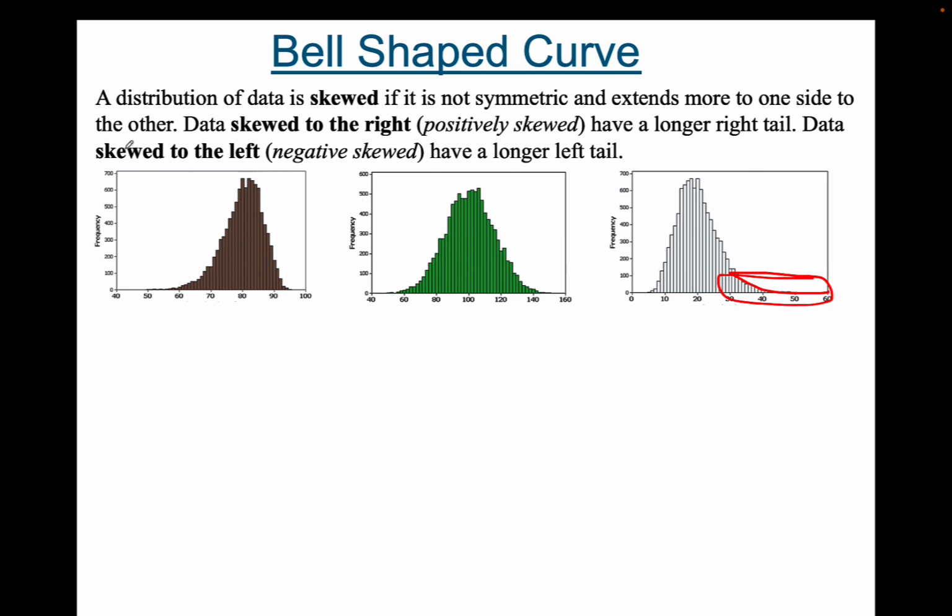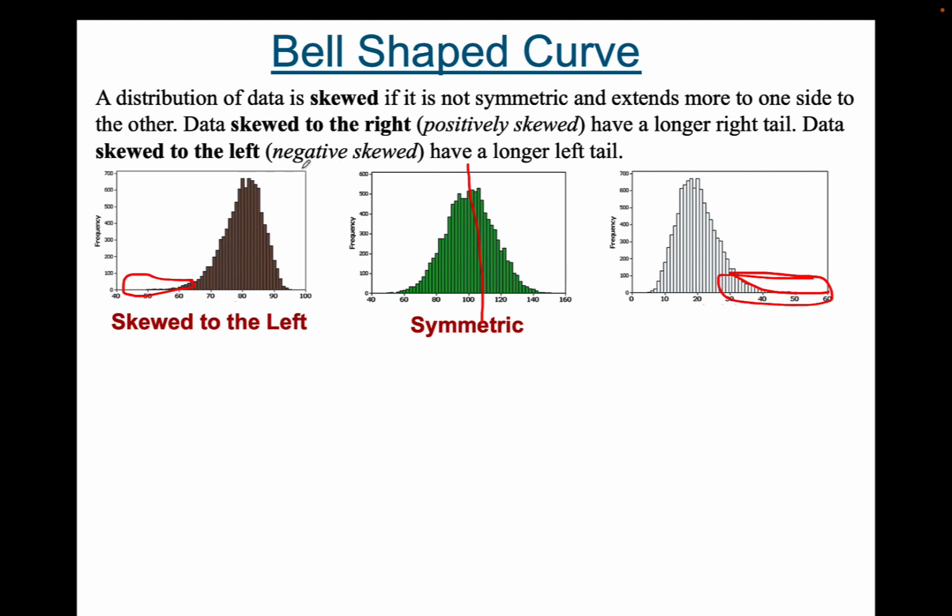Data that is skewed to the left we call negatively skewed and has a longer left tail. Okay, so that looks like this one, longer left tail here. This one would be considered normal, okay? It's symmetric about the center, tails are about the same. All right, so let's see if I got those right. Symmetric is the middle one. Skewed to the left, that was correct.